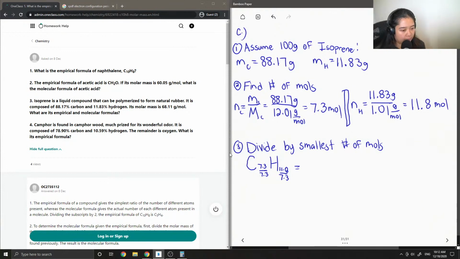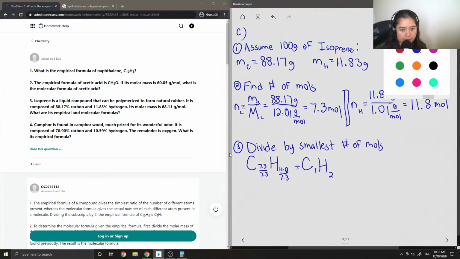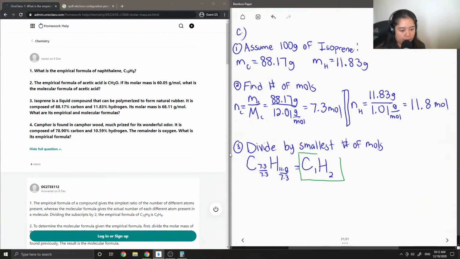And then when you divide 11.8 by 7.3, we are just going to round to the nearest whole number, and we end up with C1H2. So this is our empirical formula. So that answers the first part. We don't even have to write the 1. It'll just be CH2.